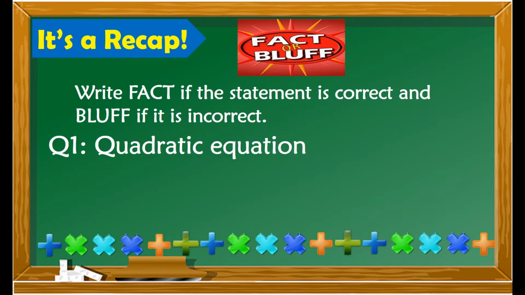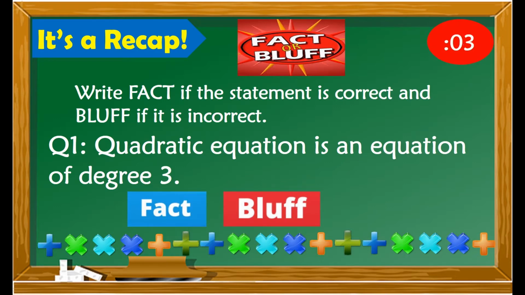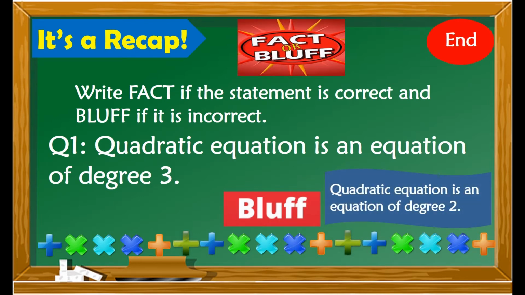Let's have question number 1. Quadratic equation is an equation of degree 3. Is it a fact or a bluff? Go. You have 5 seconds to answer. Time is up. What do you think is the answer? Yes, it's a bluff. Very good. So, why is it incorrect? Because quadratic equation is an equation of degree 2, not degree 3. Okay?